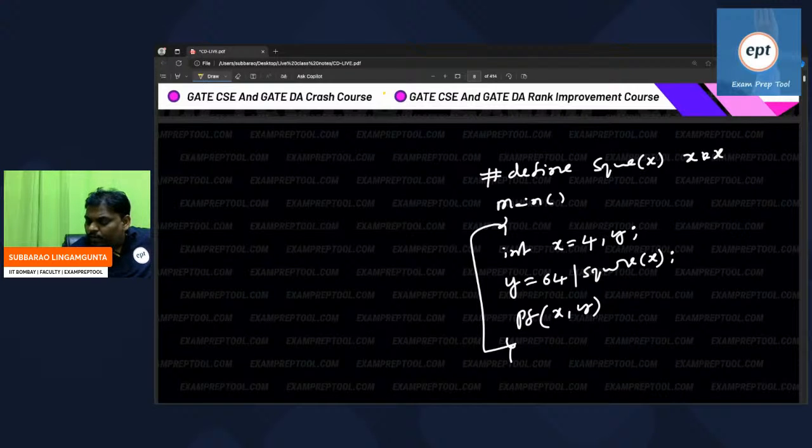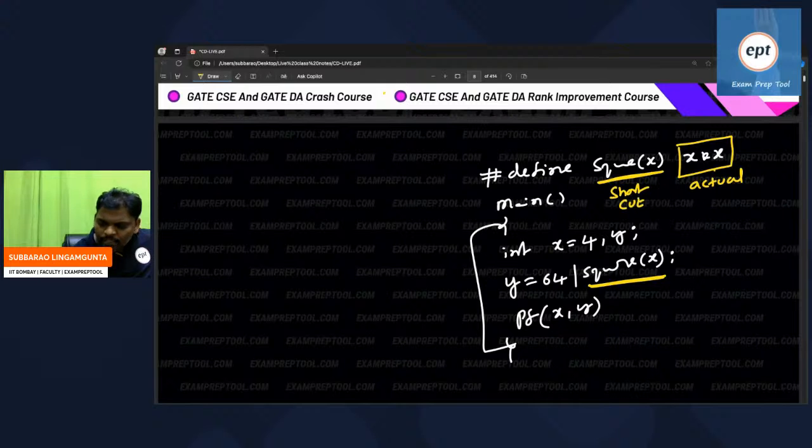Remember everyone, square of x is the shortcut. Square of x, the actual code, is x into x. This is the long cut. This is the actual, which is also called the long cut. The actual is the long cut, and square of x is the shortcut.